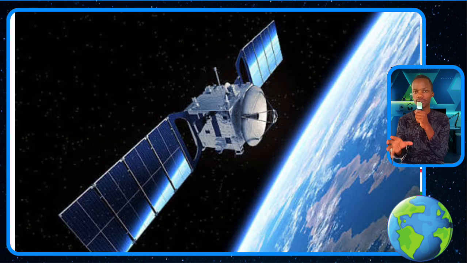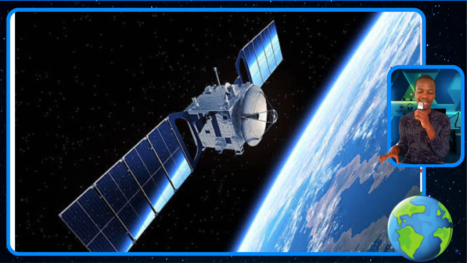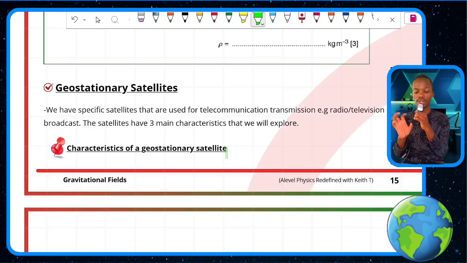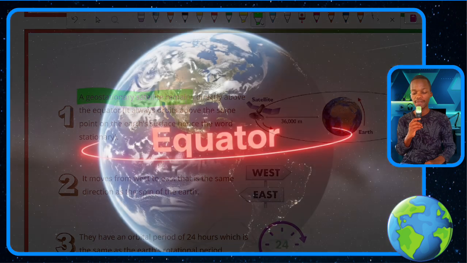And a satellite, as you're seeing in the image above, is basically an object that is sent into space to allow for communication to occur with planet Earth. Now, the satellites that we're going to discuss in this topic are known as geostationary orbits. Very important satellites that you need to understand as you'll be studying gravitational fields, and they have three specific characteristics that we'll be exploring. So the first one is that it remains directly above the equator.